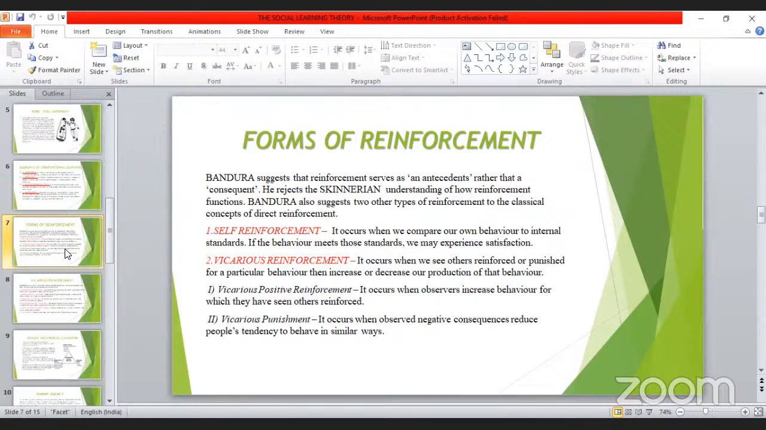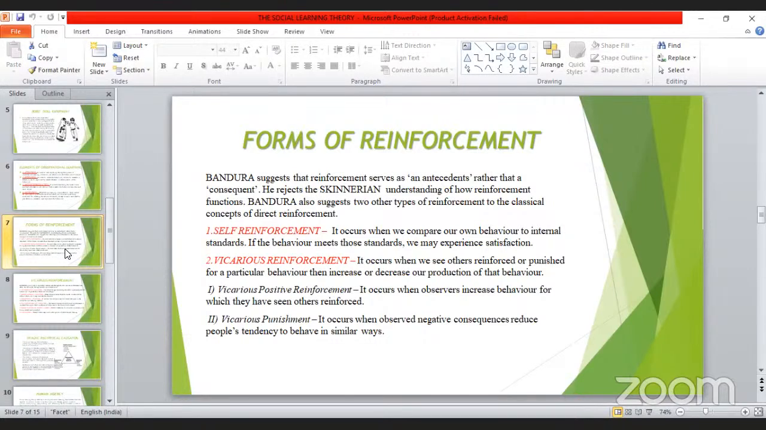So Bandura suggests that reinforcement serves as an antecedent rather than a consequence. Because he rejects the Skinnerian understanding of how reinforcement functions. He said that there are two types of reinforcement. In the Skinnerian viewpoint, if a subject behaves in a particular way and after that gets some positive outcome, or by behaving in a particular way can eliminate a negative outcome, the desirable behavior will be increased in that subject, right?